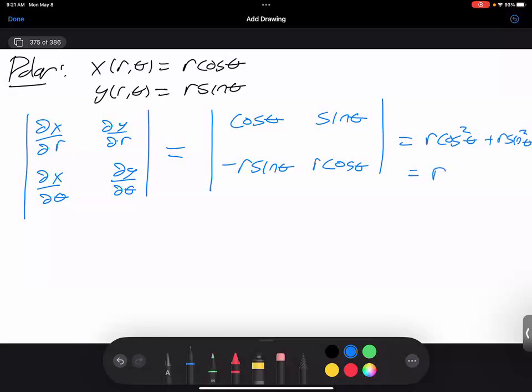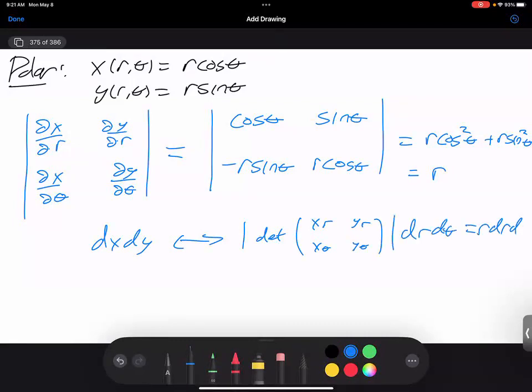Oh, well, that's one of the most famous of all change of variables. And now you can see why I chose to do r first and theta second. Because doing it that way, I ended up with something positive and I don't have to worry about the absolute value. And so we would then get dx dy goes to the absolute value of the determinant of the matrix x sub r, y sub r, x sub theta, y sub theta, dr d theta, which is just r dr d theta.